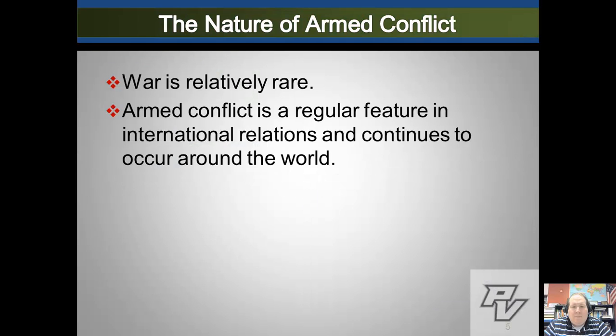Okay. In terms of armed conflict, war itself is relatively rare. We don't see a lot of it, even now. We haven't seen a full-blown interstate conflict in several years. Armed conflict itself is a regular feature in IR, and it continues to occur around the world. But actual war, when we're talking about two states going to war, is relatively rare. It's not something we see in every country in the world, and there are several countries that have never been directly touched by it. And that should be of note.